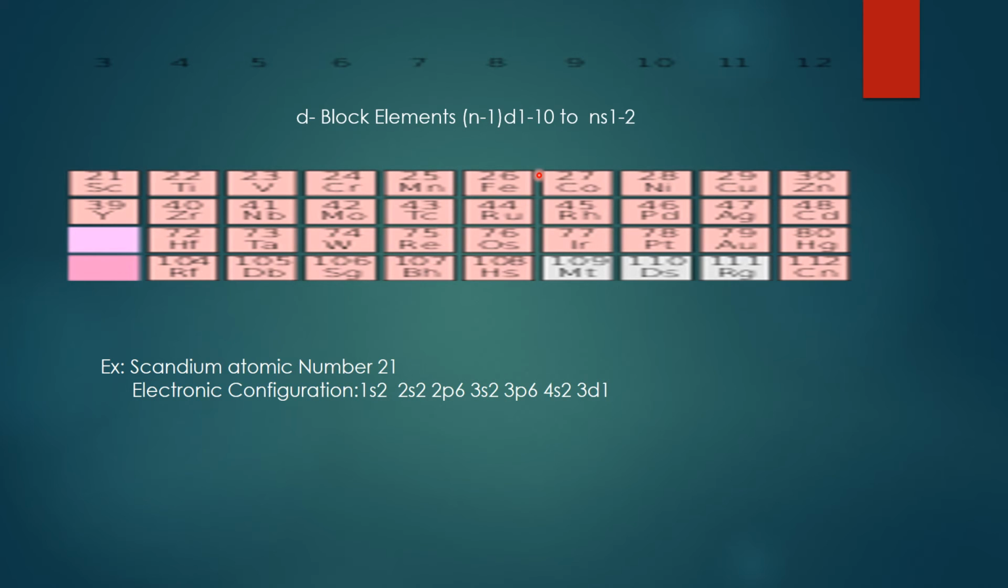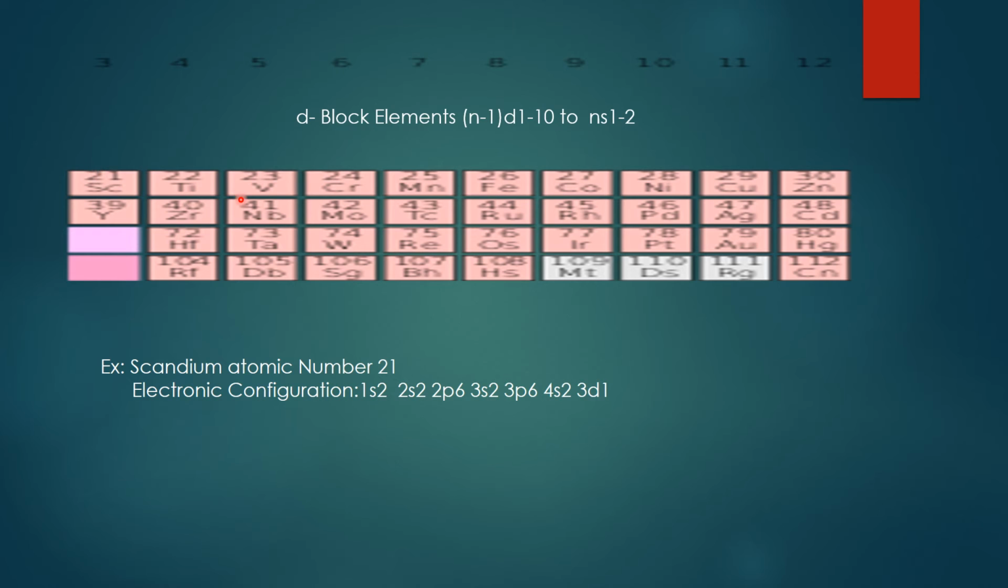Are you clear? For example, I have considered scandium. Its atomic number is 21. Its electronic configuration is 1s2, 2s2, 2p6, 3s2, 3p6, 4s2 and 3d1. So the new coming electron entered into the d orbital, so this is a d block element.